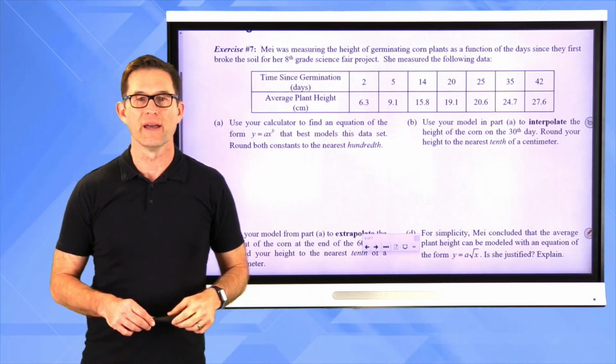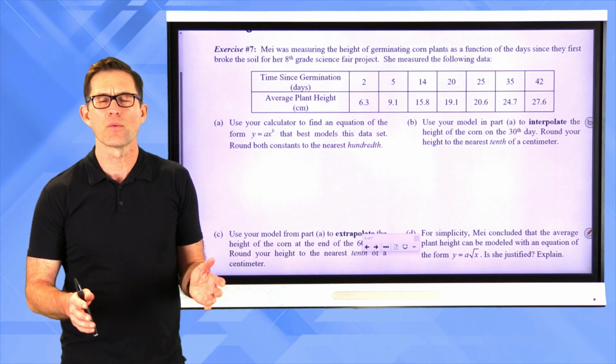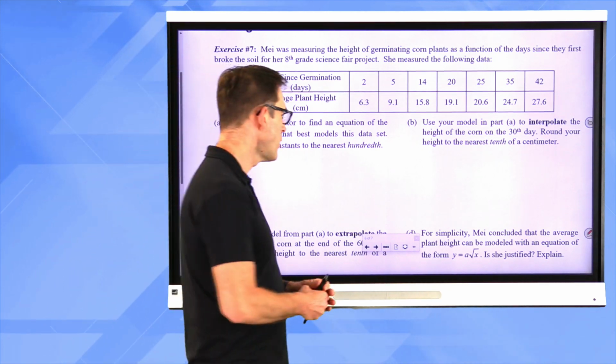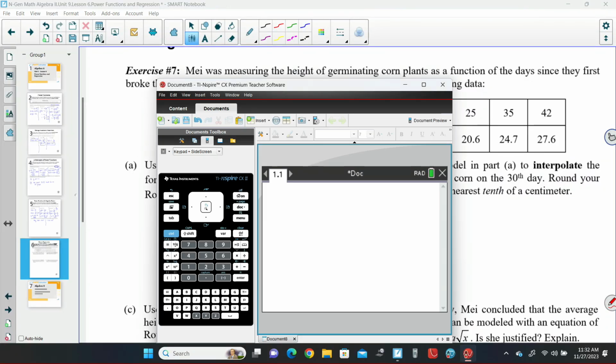Let's take a look at letter A. Use your calculator to find an equation in the form y equals a times x to the b that best models this data set. Round both constants to the nearest hundredth. Okay, great. Well, let's review how we do this. Now, for myself, I've taken my calculator and I've already put my data in here.